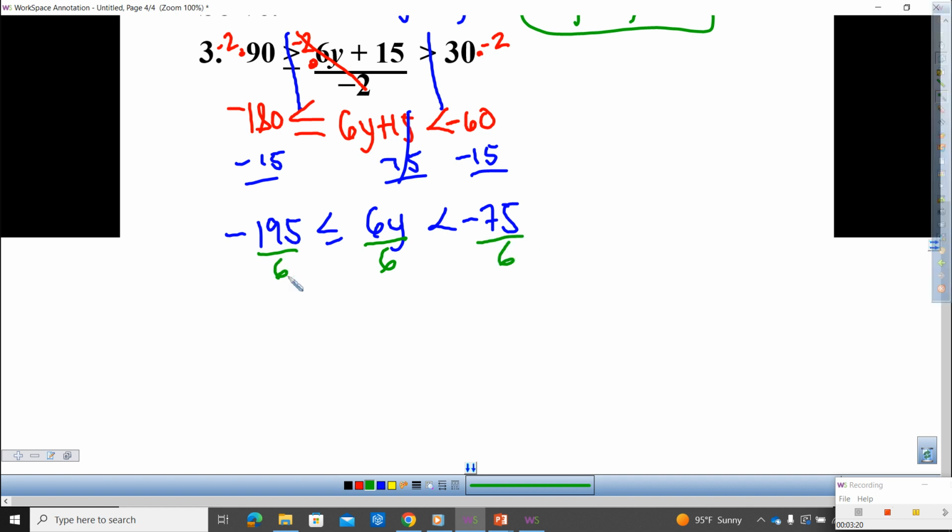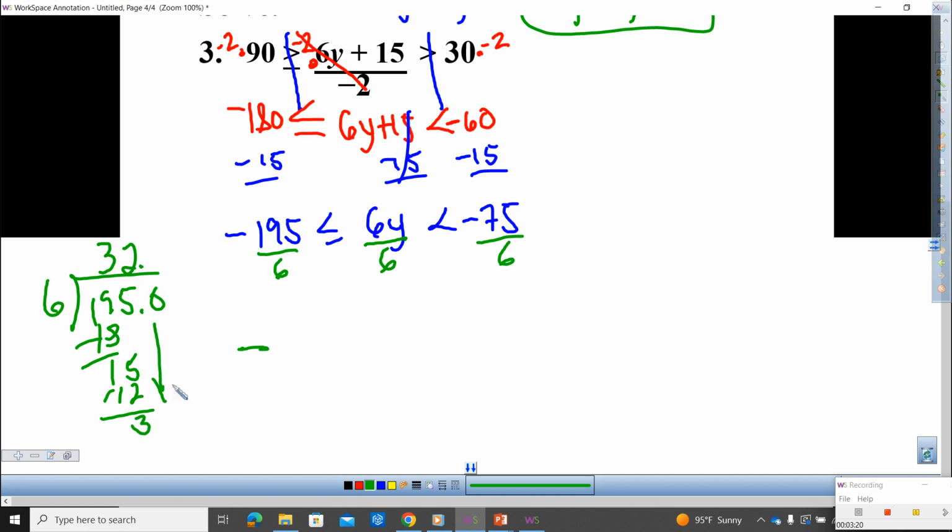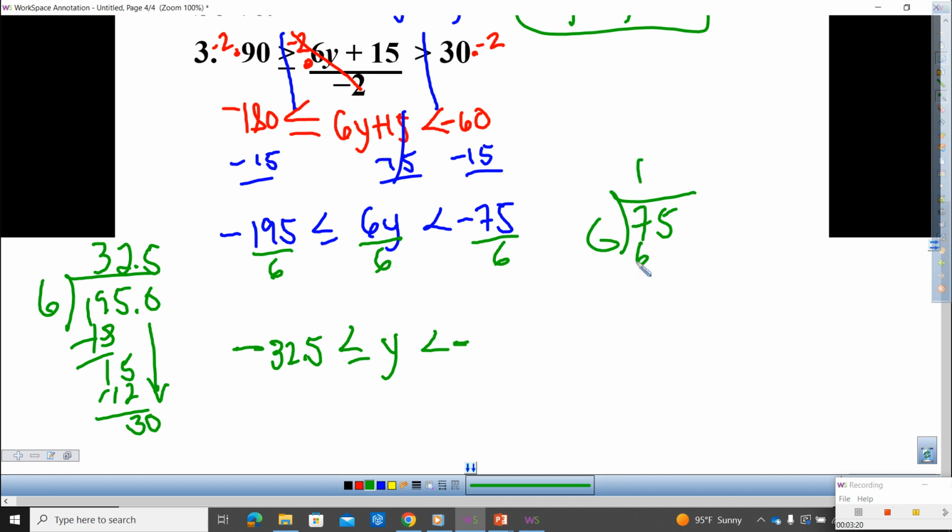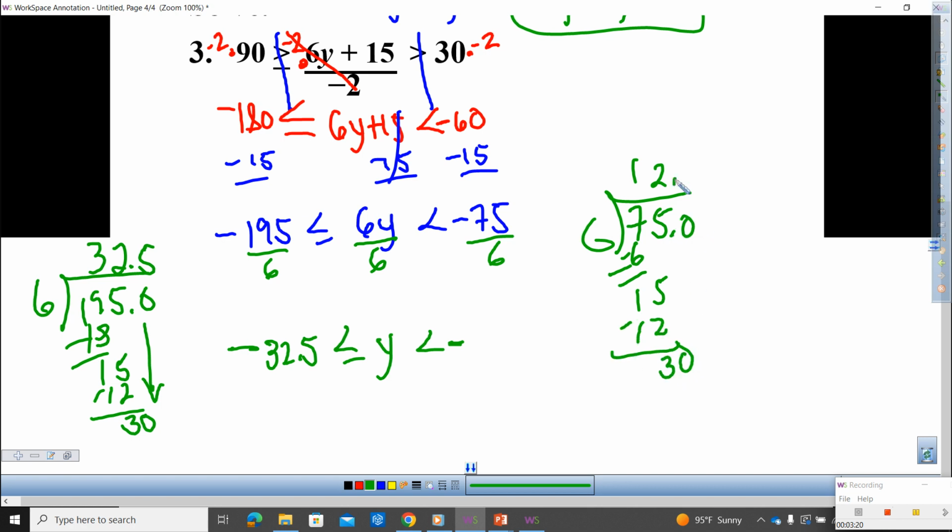So therefore, negative 195 divided by 6, let's see. Subtract, that's 1, 5. Twice, that's 12. 3, add a decimal and a 0. And that is 5. So that is negative 32.5 less than or equal to y, less than negative 75 divided by 6. Fits in there once. Subtract, that's 1. Bring the 5 down, that's twice. 3, add a decimal and a 0. So that is 5. So this is negative 12.5.